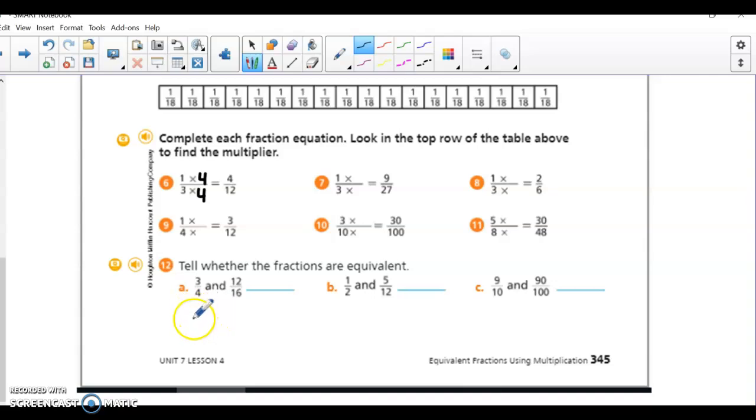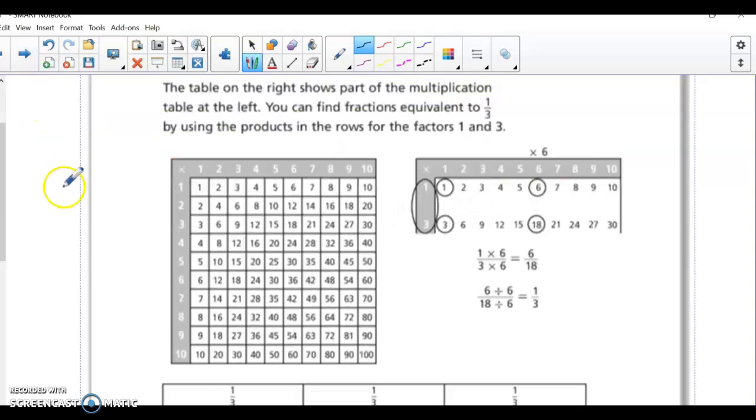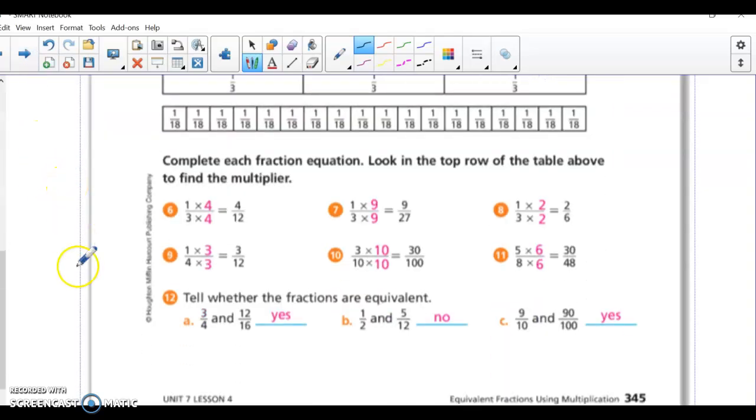Well, same thing, 3/4 and 12/16. What did I multiply to get there? 3 times what? Well, 3 times 4 got me to 12. And so if I multiply the bottom by 4 as well, is that also true? 4 times 4 is 16. So yes, those are equivalent. Okay, see if you can figure out B and C. Pause it now and try and solve them. All right, so check your work, see how you did.